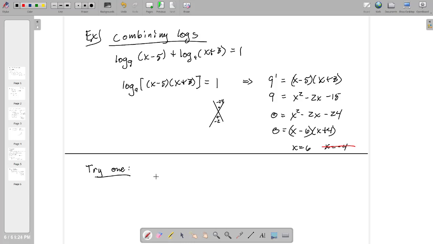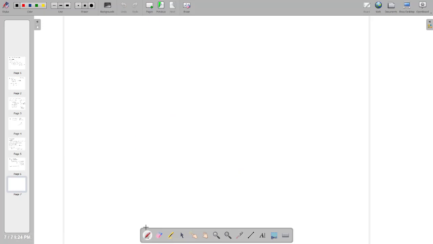Try one now. Log base 2 of x plus log base 2 of x minus 3 is equal to 2. This is actually just like the previous problem, so if you follow those steps, you should be able to get it relatively easily.